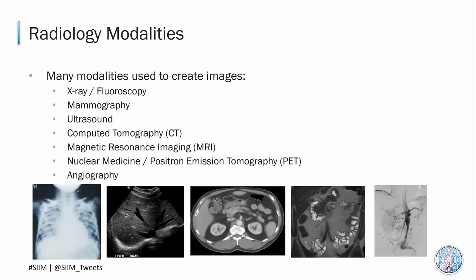We can use multiple modalities to create images. And these are some of the types of what we call modalities. So we could use X-ray or fluoroscopy to create images. We can use mammography to image the breasts. We can use ultrasound, computed tomography or CT, magnetic resonance imaging or MRI. We can use nuclear medicine and positron emission to create PET studies. And then you can inject contrast into vessels and do angiography. But no matter the modality that you use, we're still looking to diagnose medical diseases using those images.